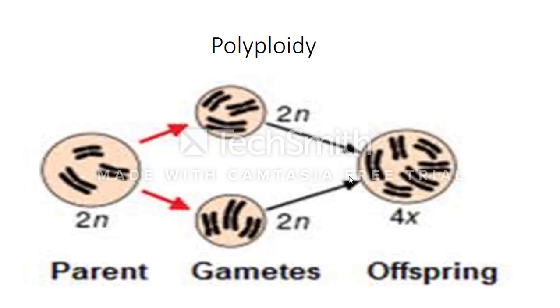This is much easier for plants to do because they reproduce with pollen, not how humans reproduce. There are two types of polyploidy: autopolyploidy and allopolyploidy. Autopolyploidy is chromosome sets from a single species, and allopolyploidy is chromosome sets from two or more species.